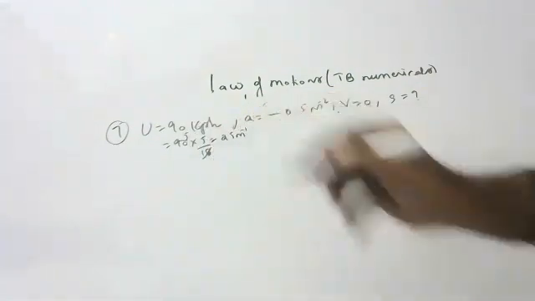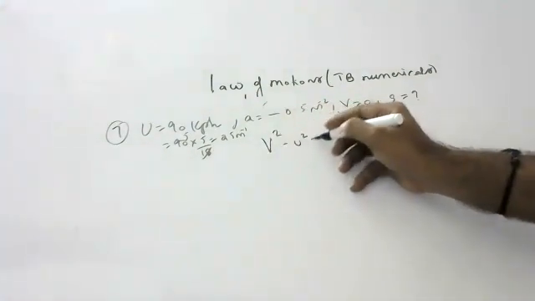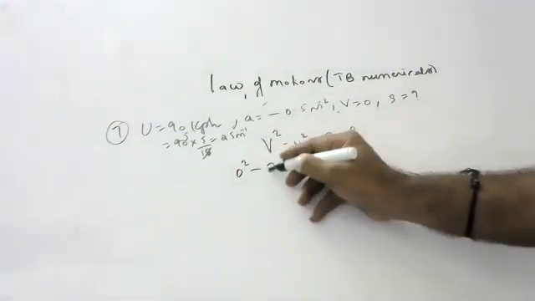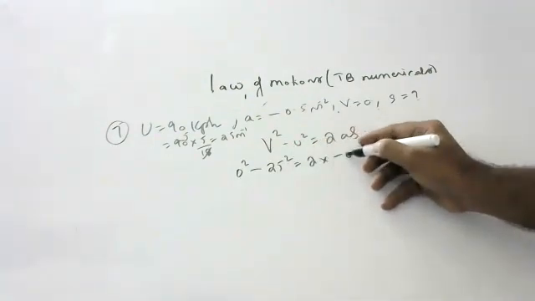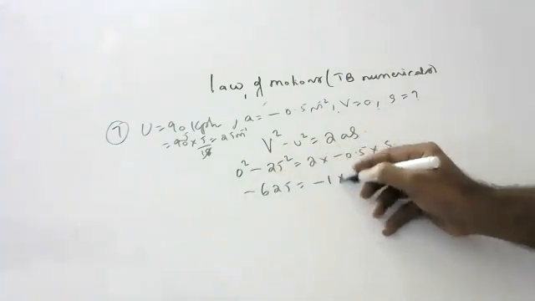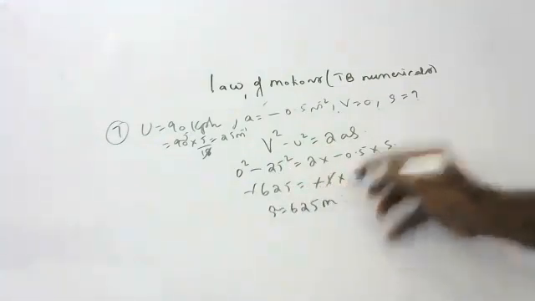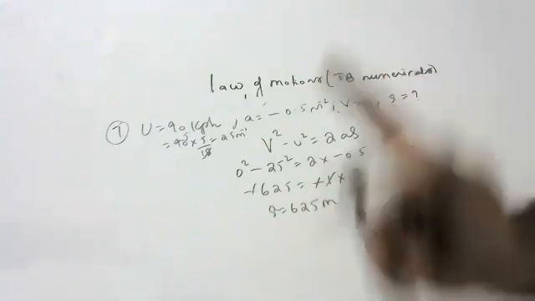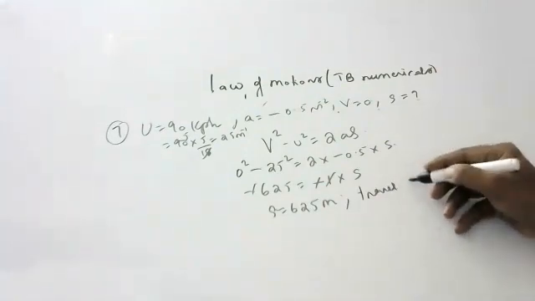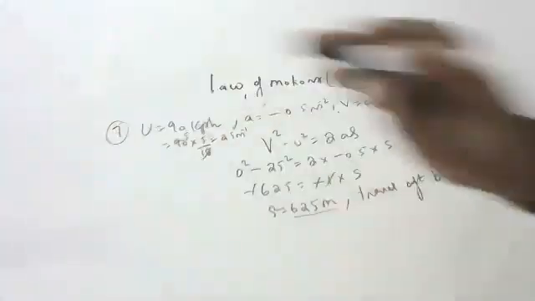Which formula will we use, children? v square minus u square is equal to 2as. Okay, v square is how much, children? 0. 0 square minus 25 square is equal to 2 into minus 0.5 into s. Minus 625 is equal to minus 1 into s. So s is equal to 625. 625 meters the train has traveled after the application of brakes before coming to rest.